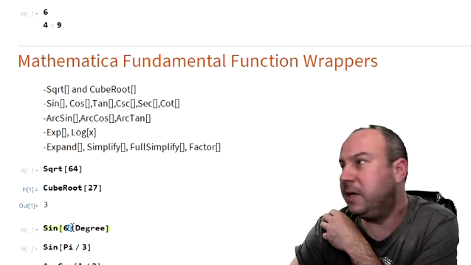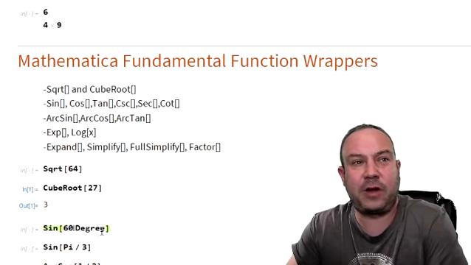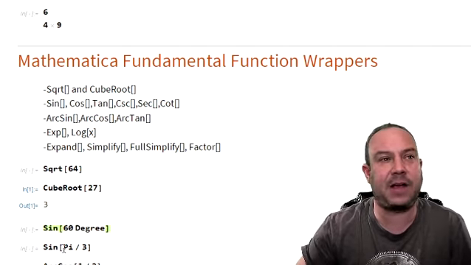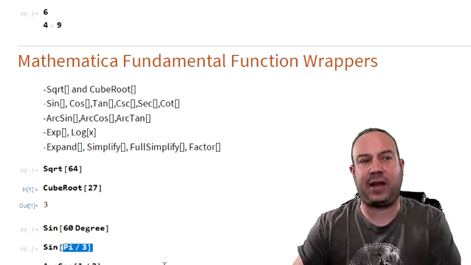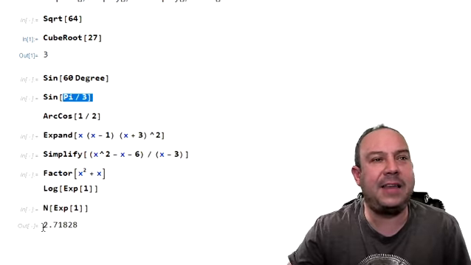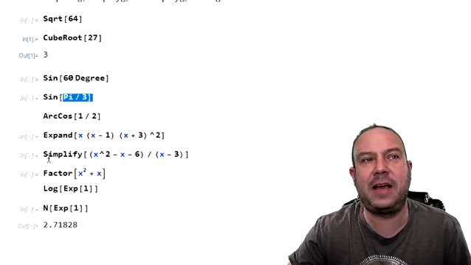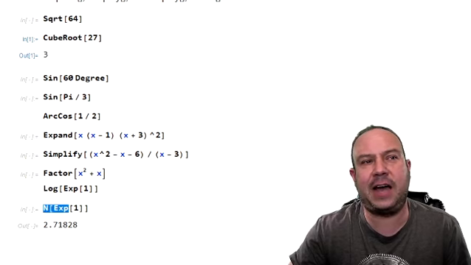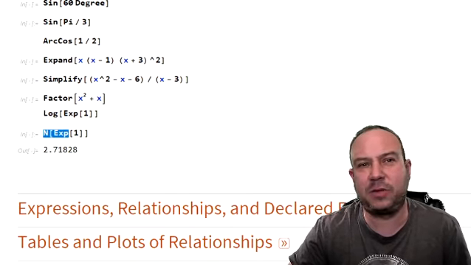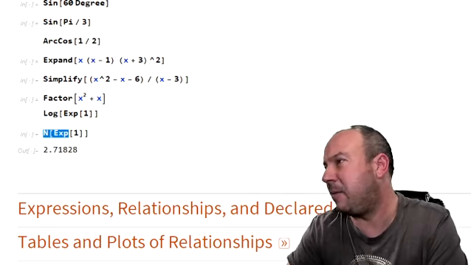You can put inputs in for trig measurements in degrees. You just have to write the word Degree at the end. Or it can go in there in radian measurements in terms of pi. We're going to get into some of these other fundamental cases next time. I did logs and numeric approximation here. Expressions, relationships, and declared functions are a topic for down the line.